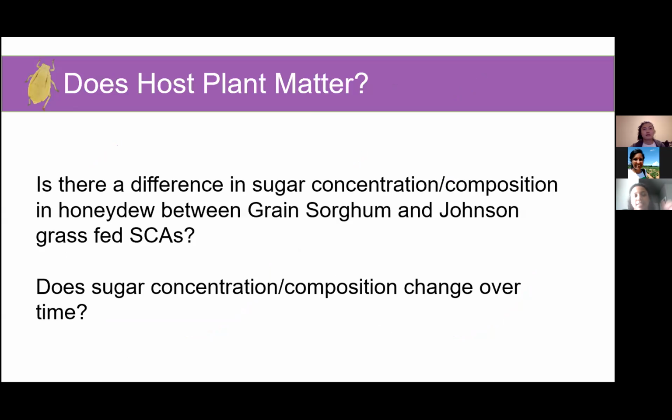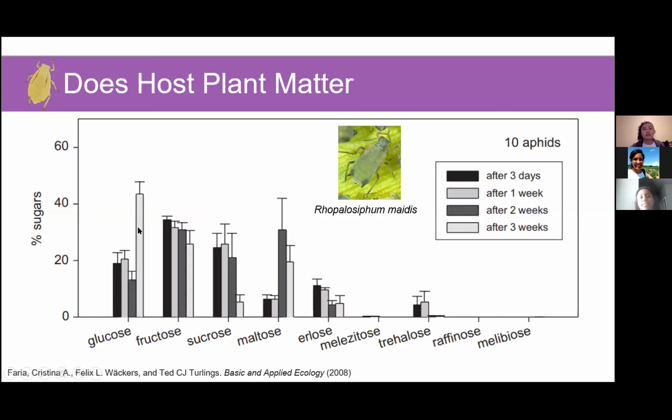I also wanted to take this project a step further by looking at sugar concentration and composition over time. And the reason I'm interested in the time aspect is because I know that in some aphids, like the corn leaf aphid here, there are cases where the percentage of sugars in a honeydew sample can change over a period of weeks. For example, in this graph, the x-axis represents individual sugars in a honeydew sample, and the y-axis is the percentage of those sugars compared to the total sugars.